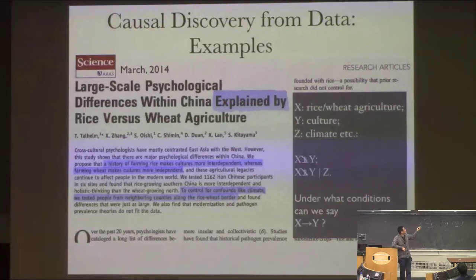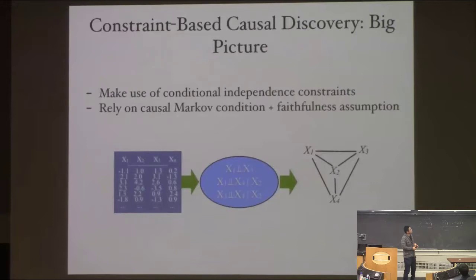Basically, they collect the data: X, agriculture; Y, culture; Z, climate, geographic information, and a lot of other variables. They found that X and Y are always dependent, given any Z. And finally, on a very mild assumption, they say X is the cause of Y. You will see why. Here, you can see how the constraint-based method for causal discovery works.